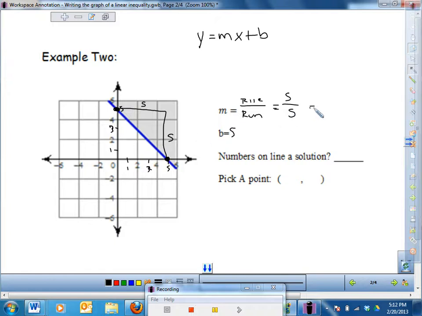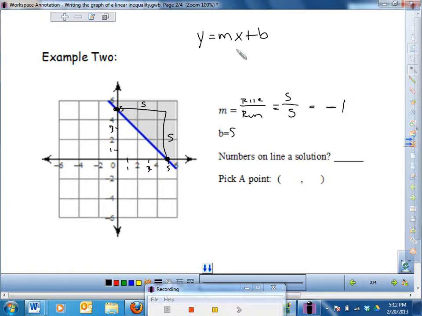Now before I write my final answer, I'm going to go back here. I'm going to look, is my line negative or positive? Well, from left to right, it's going down. So it's a negative, and 5 over 5 is 1. My slope is negative 1.